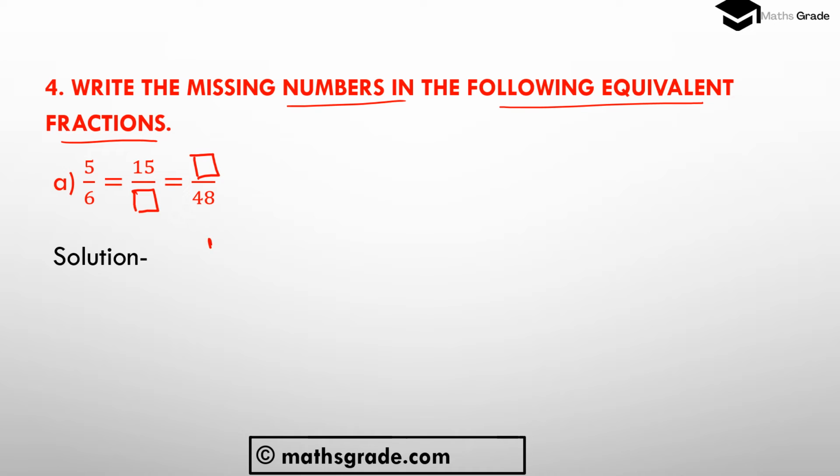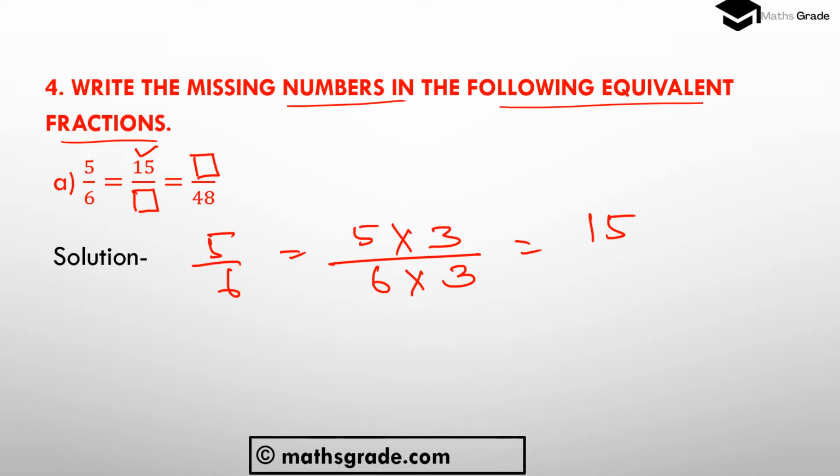So here 5/6 and the numerator is given as 15. We know in the table of 5, if we multiply 5 by 3, we get 15, which is the given numerator. So we have to multiply the same number 3 with the denominator 6. Now 6 multiplied by 3 is 18. Now 15/18 is the equivalent fraction of 5/6. So the missing denominator is 18.